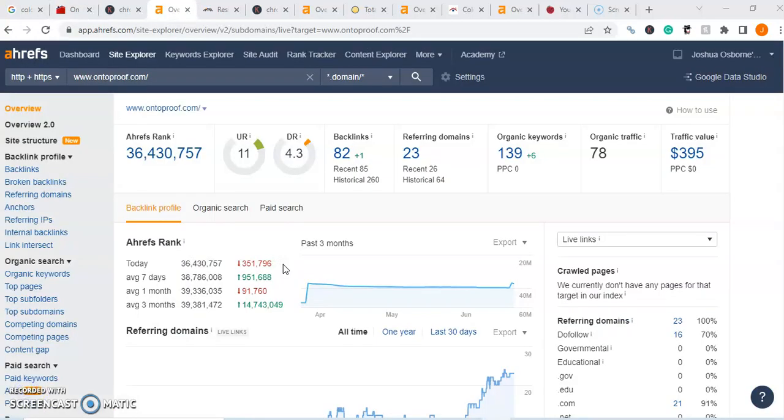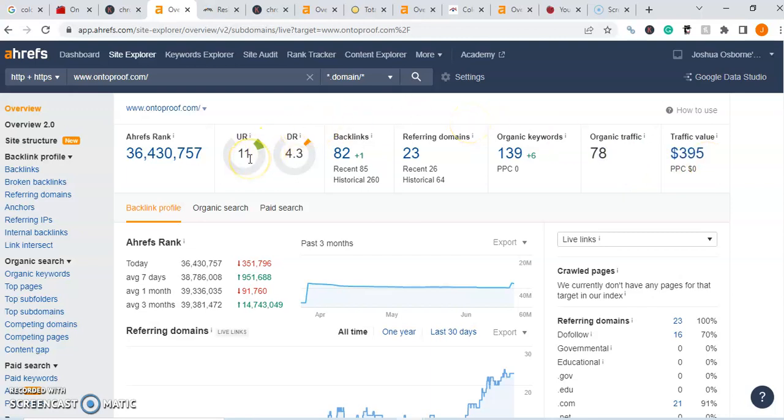So here we are in a tool I use called Ahrefs, and as you'll see here, your website generates an 11 UR, a 4.3 DR, which brings in about 80 users every single month and about $400 worth of traffic value. So not bad at all, but we can always expand on these metrics. But first, let's understand what they mean.